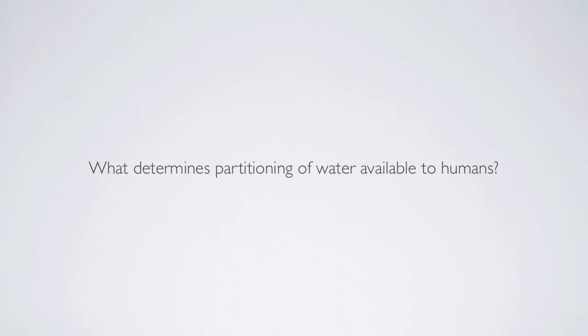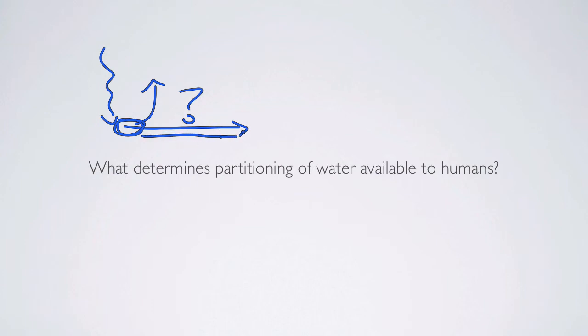So if we rely on stream water, for example, or river water, what determines how much of the rain that comes down into an area gets partitioned into streams versus transpired or evaporated back into the atmosphere? And this is really important because there might be things that we do that affect that partitioning that's going to change, either increase or decrease, the amount of stream flow.